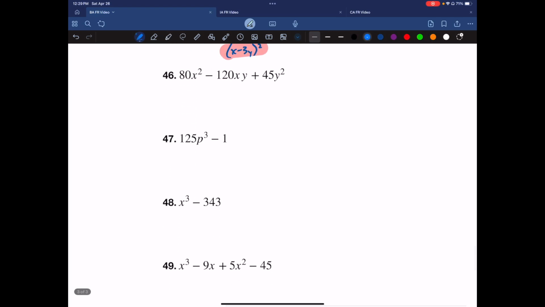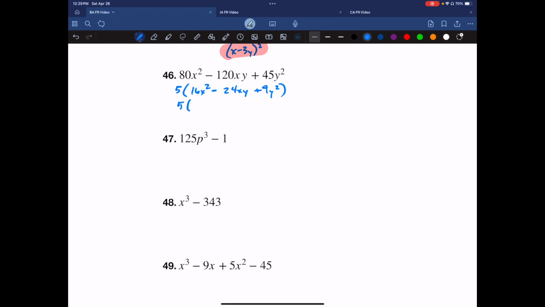46. All right, once again, take out a GCF. Looks like I can only take out a 5. So take out a 5, that's going to give me 16x squared minus 24xy plus 9y squared. And again, if you don't recognize this, then you're going to have to do the AC method. And 16 times 9 is 144. So while it does work and it will factor, I don't want to do that.